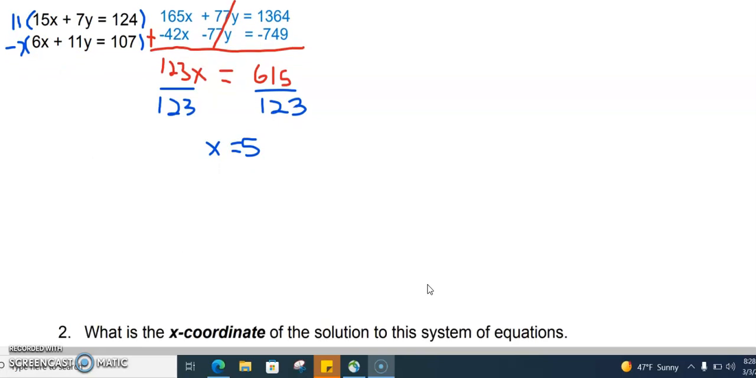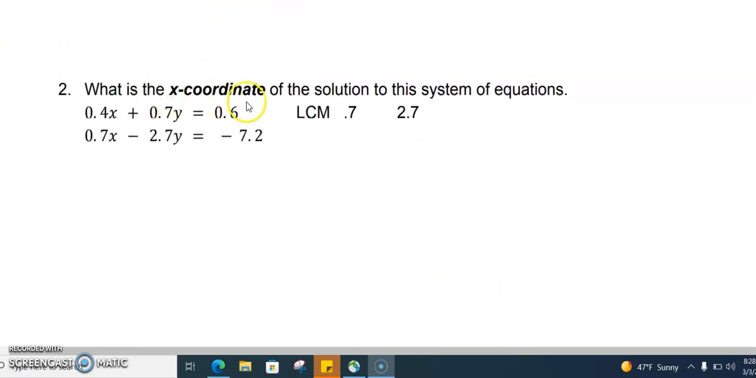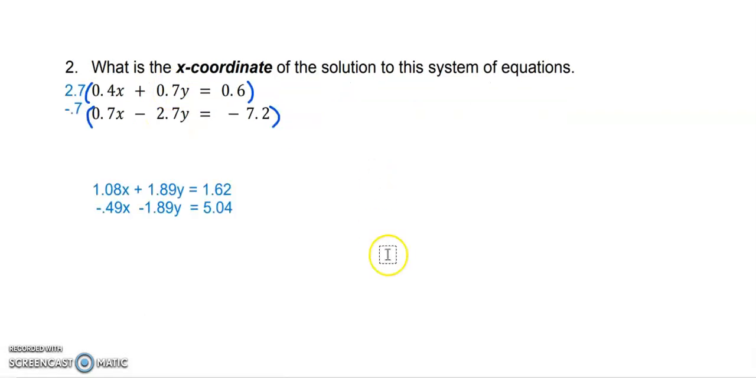All right, let's go ahead and look at number 2. It says, what is the x-coordinate of the solution to this system of equations? Okay, so I want to go ahead and find the x-coordinate, so I need to eliminate my y variable. So what I want to do is look at the two numbers that I could use to multiply that would eliminate the y. Alright guys, so I have 0.7y and -2.7y, so I'm going to multiply the first equation by 2.7, and then I'm going to multiply the second equation by 0.7. I don't have to make it negative since my y is already negative.